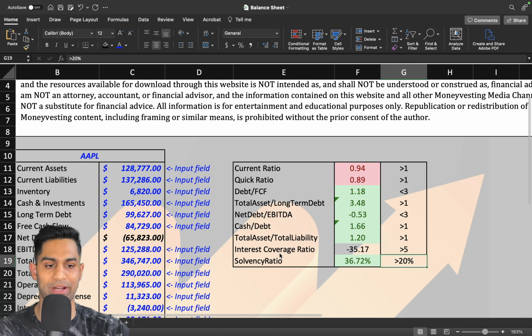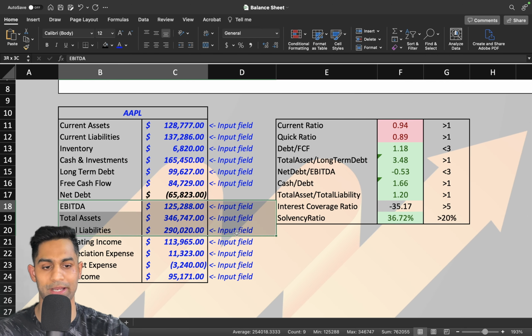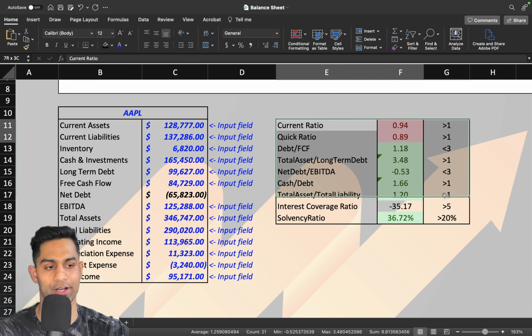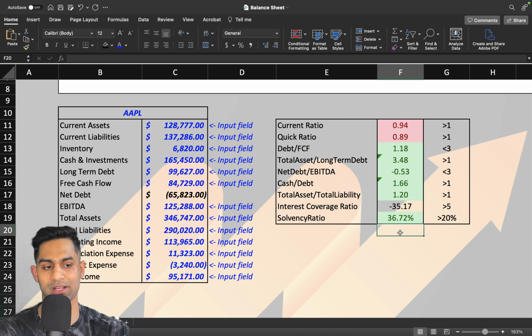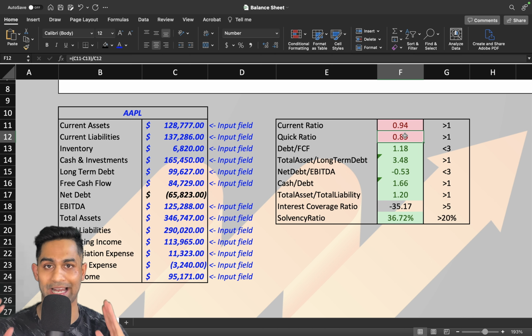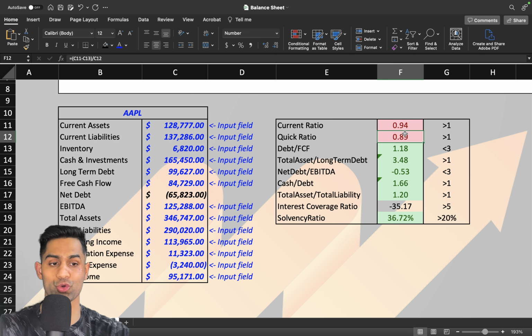So that's the entire spreadsheet. All you're really doing is plugging in your input fields, which are 13 of them, by going over the income statement, balance sheet, and cash flow. Everything else will be calculated on its own. And I just want to be very clear that just because something is red doesn't necessarily mean that it's bad, right? It just means that it needs your attention. Just because it's red doesn't mean that you're completely ignoring that company altogether, it just means that it needs your attention, and you need to do more research on that.